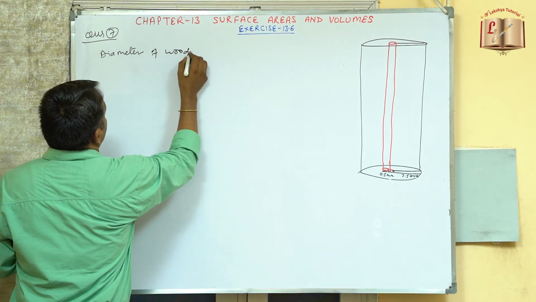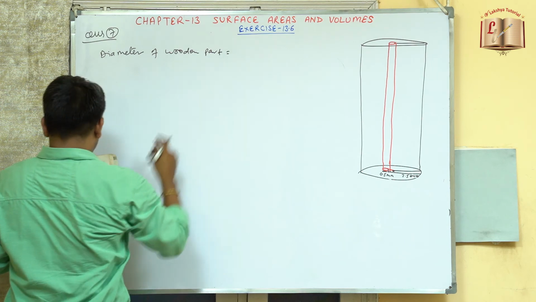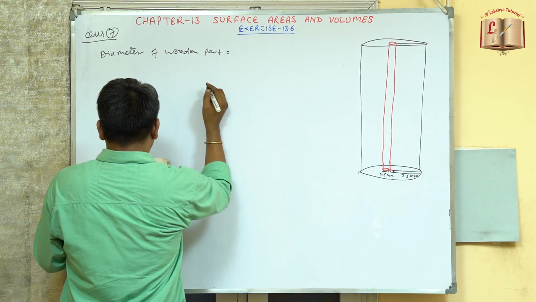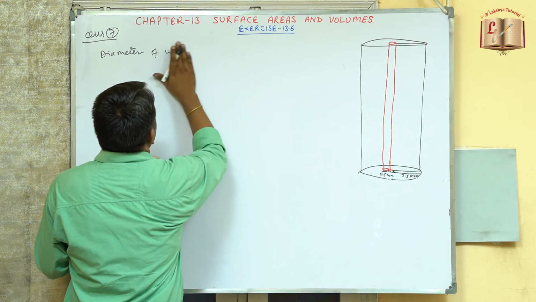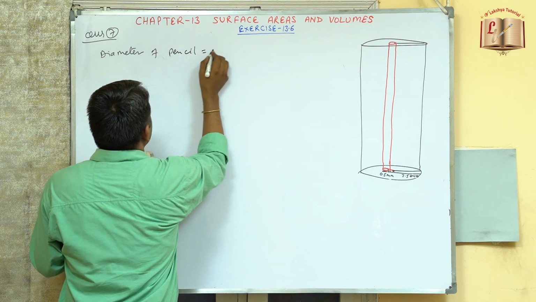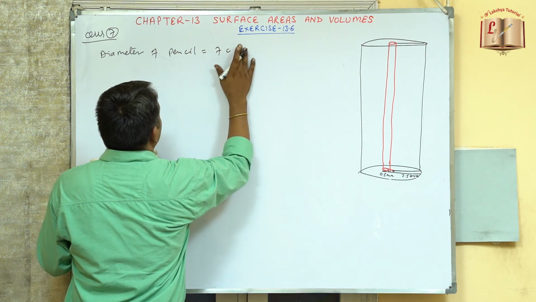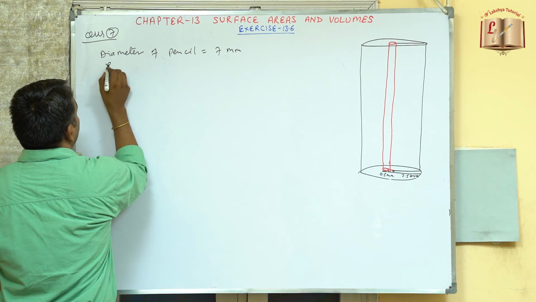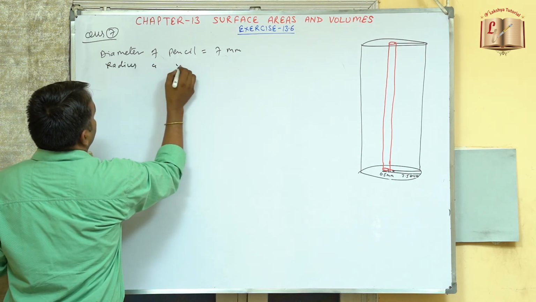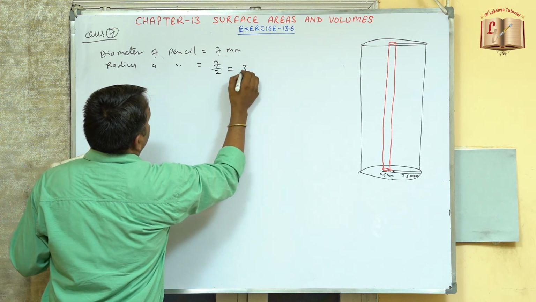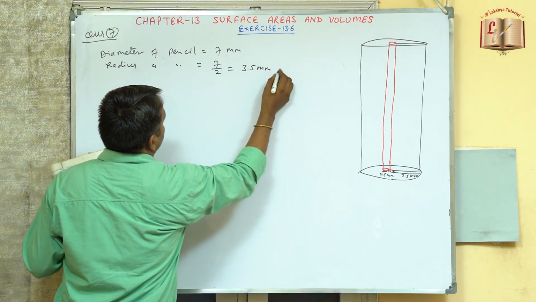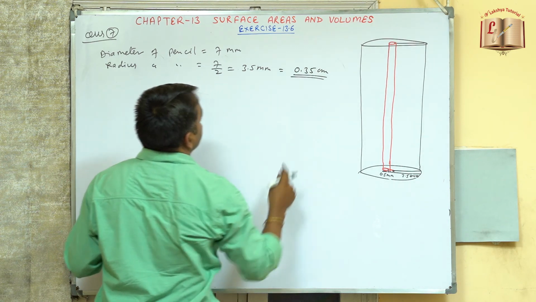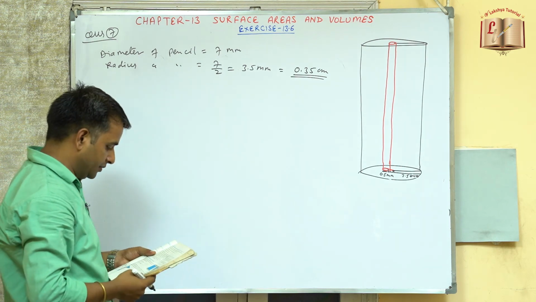Diameter of the wooden part. The diameter of the pencil is already given to us: 7 mm. So we need to find the radius first. Radius of the pencil will be 7 by 2, which is 3.5 mm, or this can be written as 0.35 centimeters, because 1 centimeter equals 10 mm.